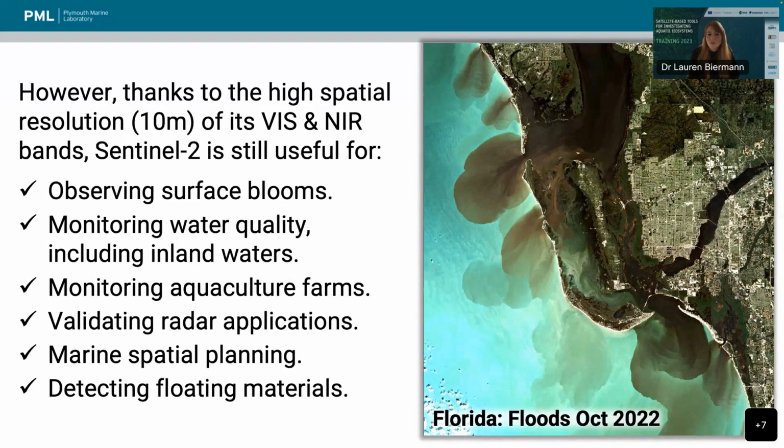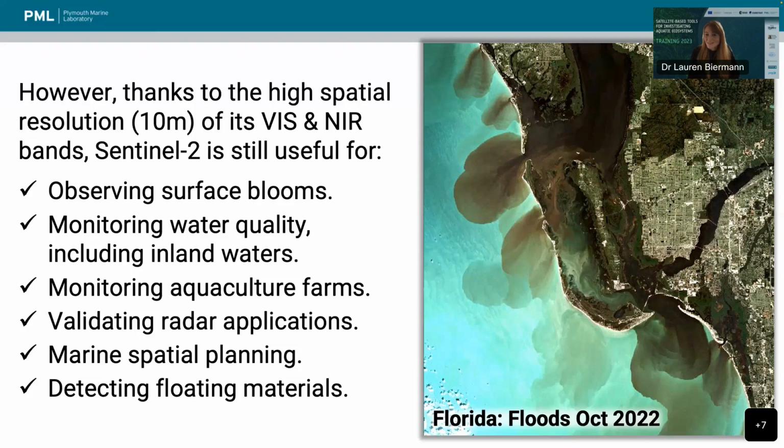We can observe surface blooms. In fact, our background today is a cyanobacteria bloom that I think was observed by Sentinel-2 at high spatial resolution. We can monitor water quality. We can look at aquaculture farms like I just showed you in the Shandong province of China. Whatever you see in radar, it's really good to do sanity checks or validate with Sentinel-2 wherever possible. Very valuable for marine spatial planning and for detecting floating debris.